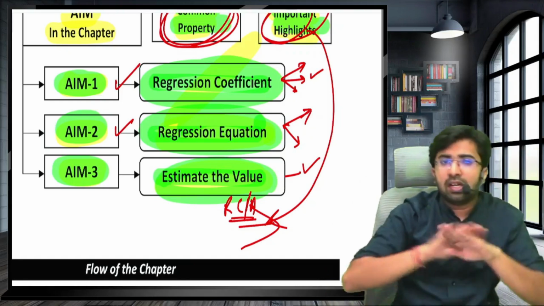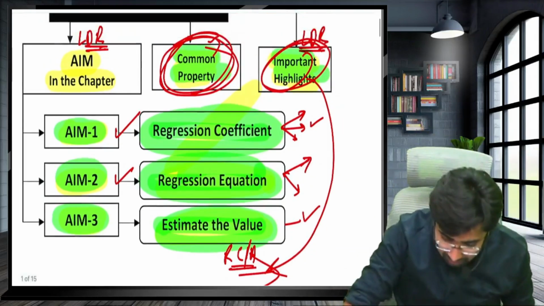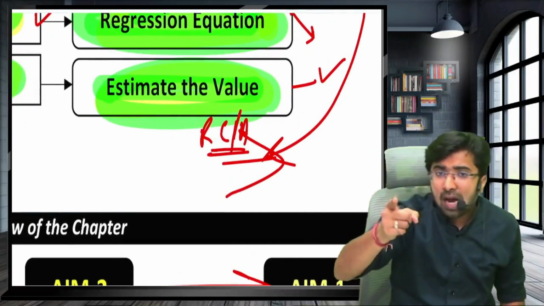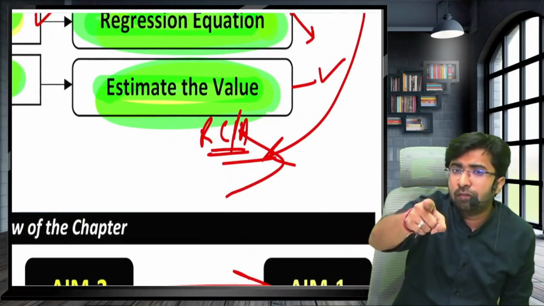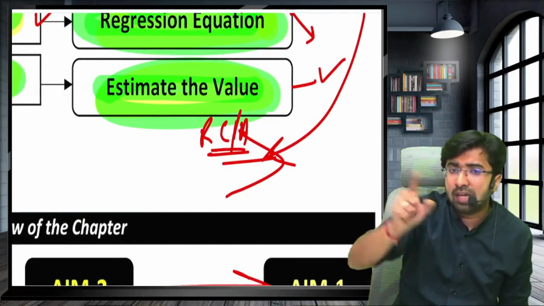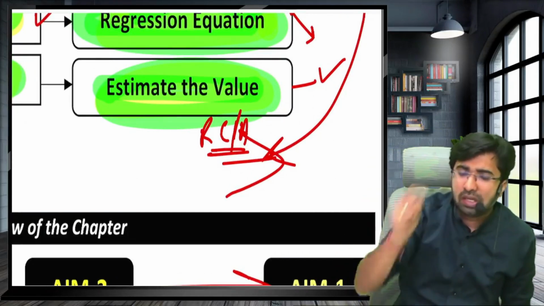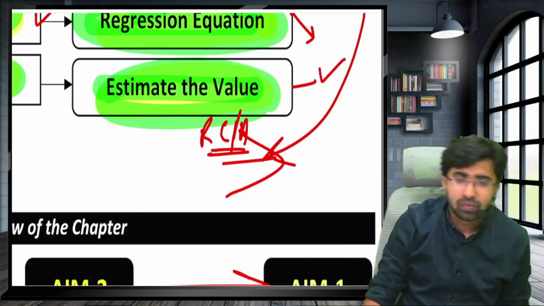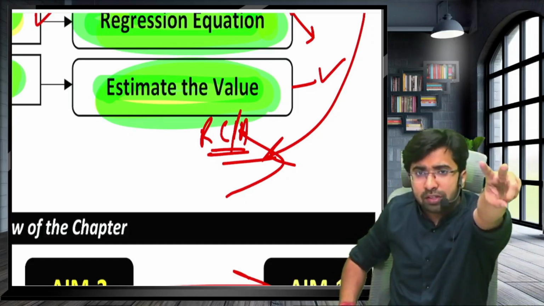Guys, done with the relationship. Then we have started with the important highlights, and we have established the first important highlight: if one regression coefficient is greater than 1, another regression coefficient is less than 1. Guys, either both are positive or both are negative.